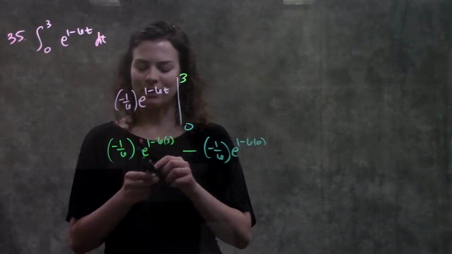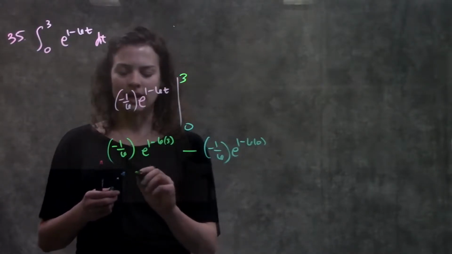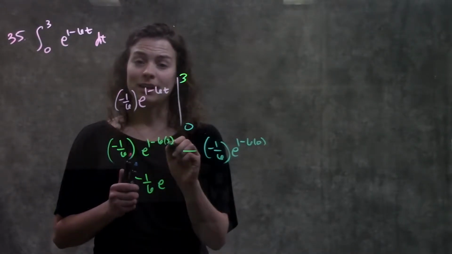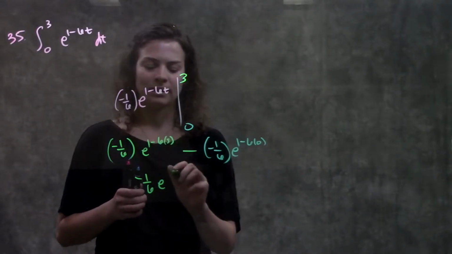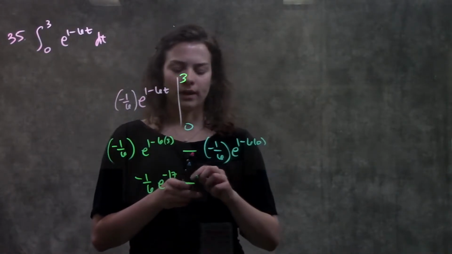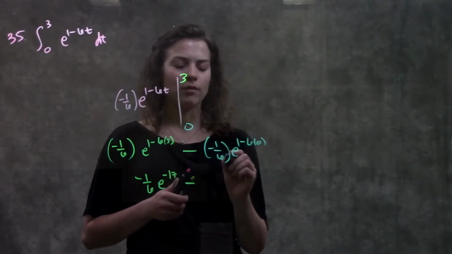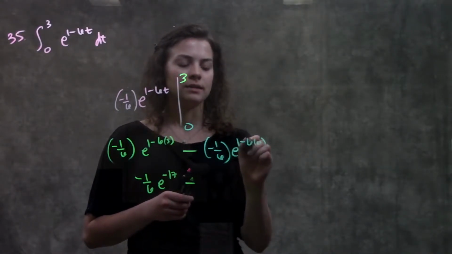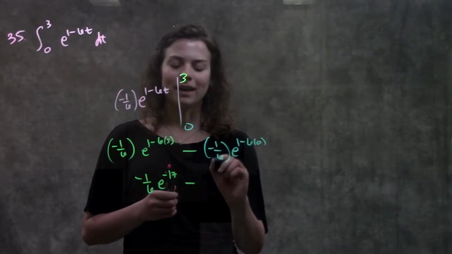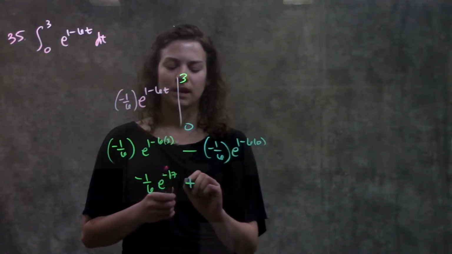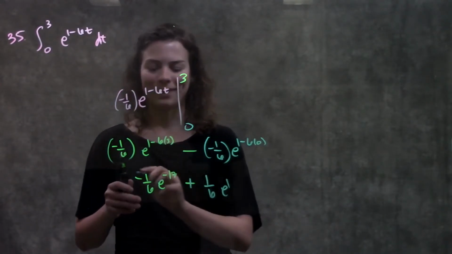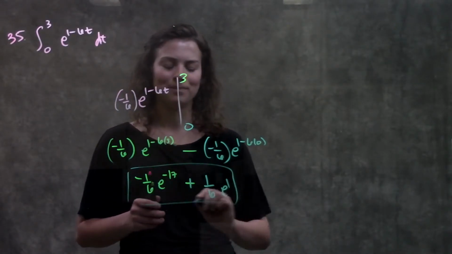And simplifying all this out, over here, I just get negative 1 over 6 times e to the, 6 times 3 is 18, 1 minus 18 gives me negative 17. Minus, over here, it becomes negative 1 over 6 times e to the 6 times 0, which is just 0. So this becomes e to the first. I can simplify my signs a little bit, though. This can become plus 1 over 6 e to the first. And that's really it for this problem.